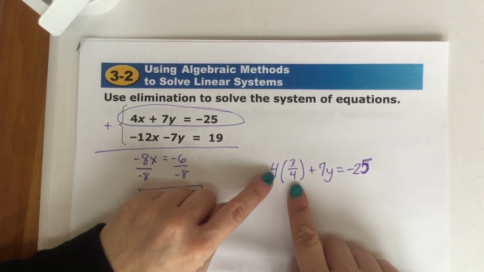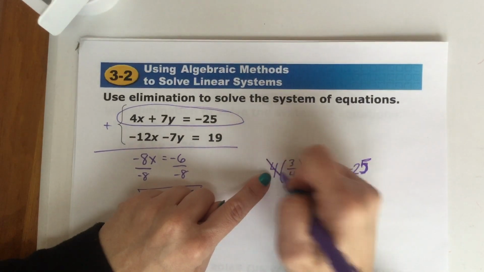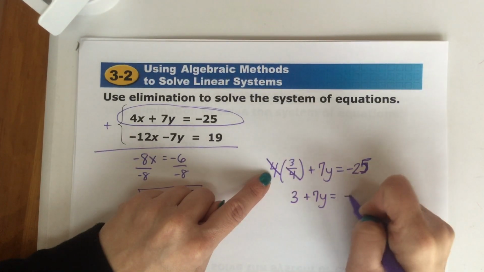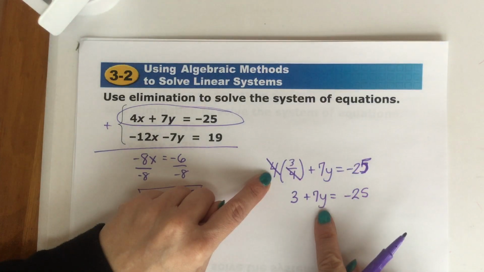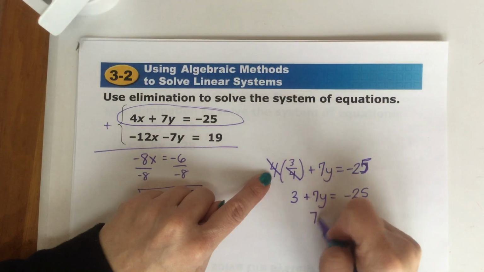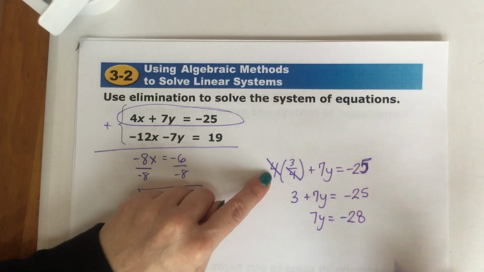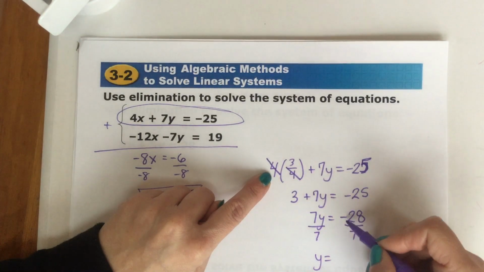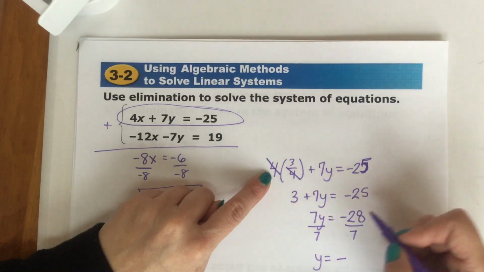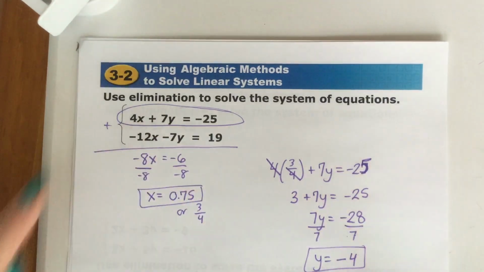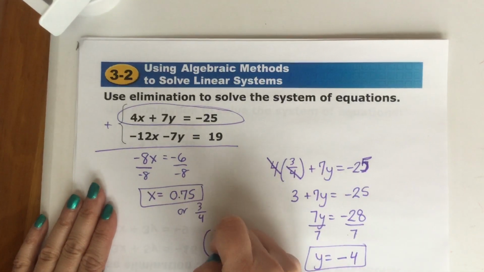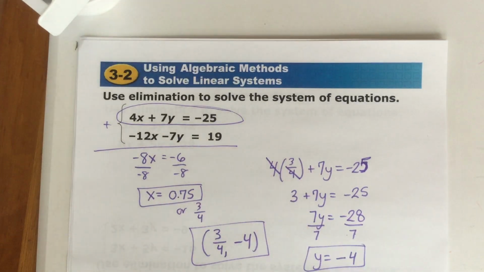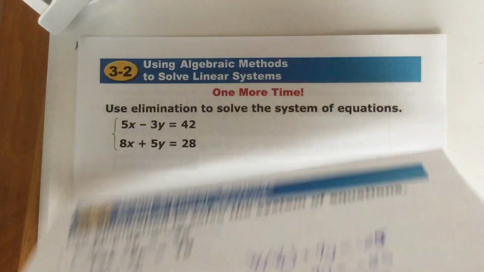Here, though, I kind of like this because I'm multiplying by a denominator. If you multiply by a denominator, it cancels. So I have 3 plus 7y equals negative 25. To solve for y, I minus 3. 7y equals negative 25 minus that 3 is a negative 28. Divide both sides by 7. Negative divided by a positive is a negative. 7 goes into 28 4 times. I know x, I know y, so I can write my final solution, 3/4 and negative 4. So that's another example of elimination.